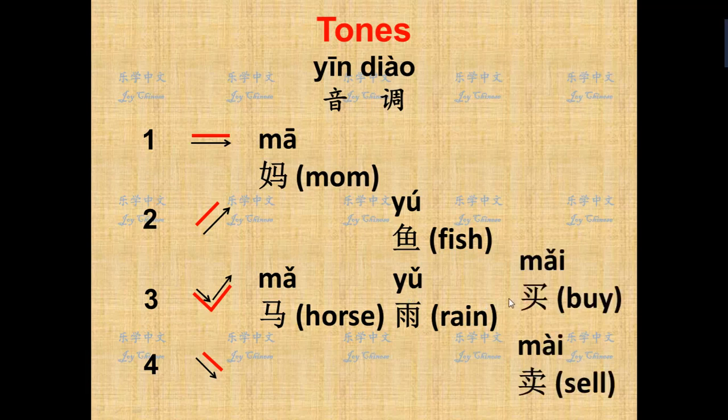The third example is about buy and sell. When it's buy, you say 买, the third tone. When you want to sell something, you say 卖, the fourth tone. In this situation, if you mix up these two tones, you're going to be in trouble. You don't know if you're going to buy or sell.